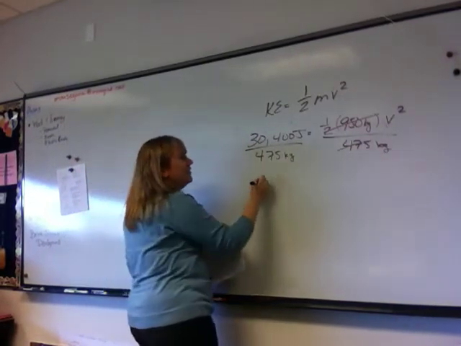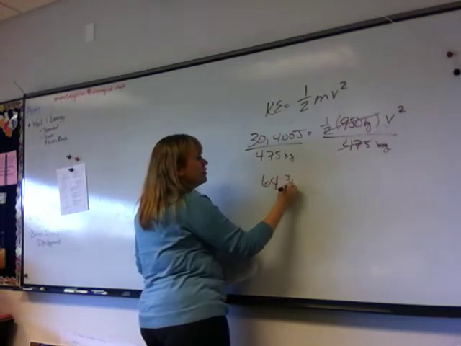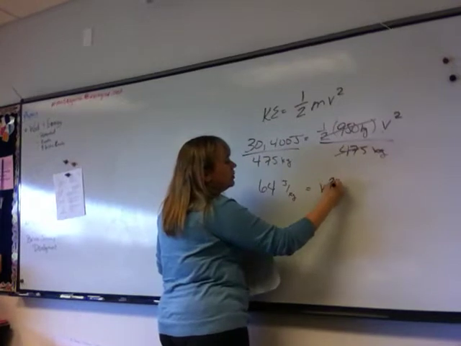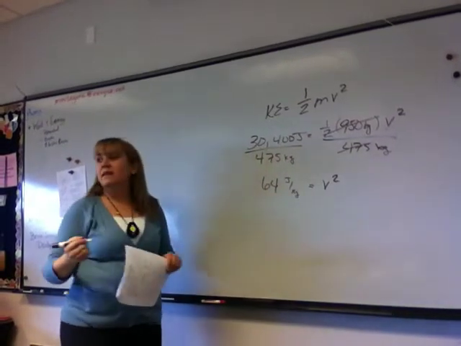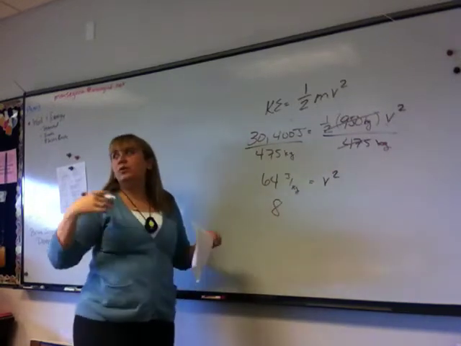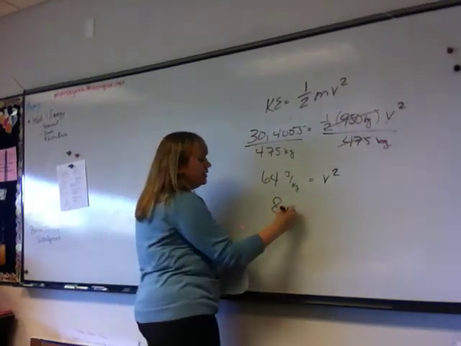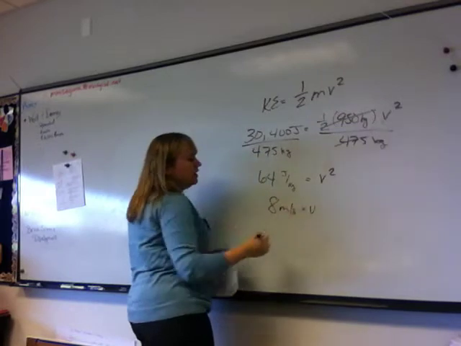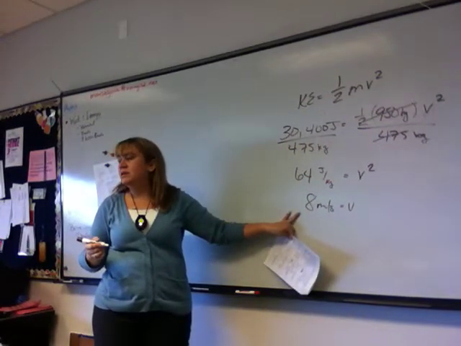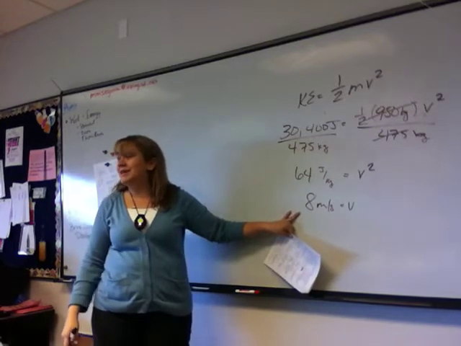Very good. 64 joules per kilogram is what we end up with. And then velocity squared. So the square root is 8. And if you work your whole units thing, you're going to end up with meters per second. I'm not going to get into that today. I'm more interested in you getting the numerical value. Okay? So, 8 meters per second.